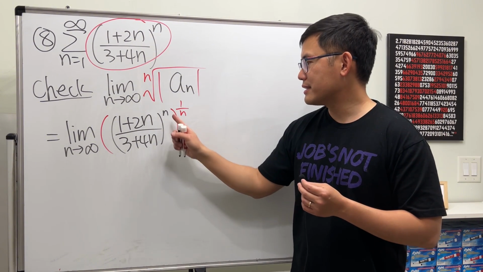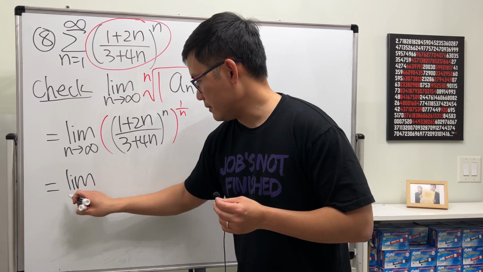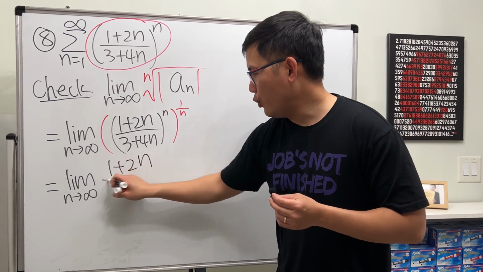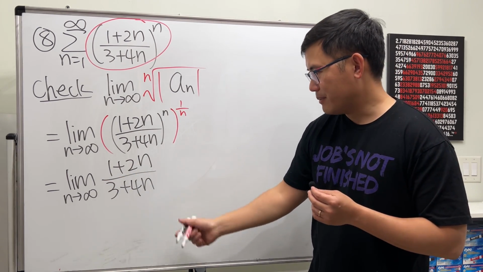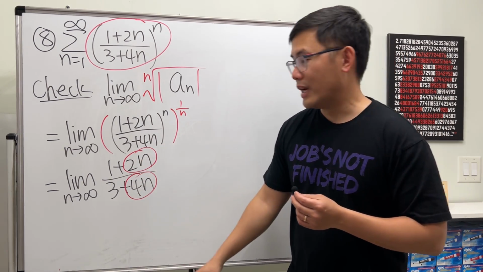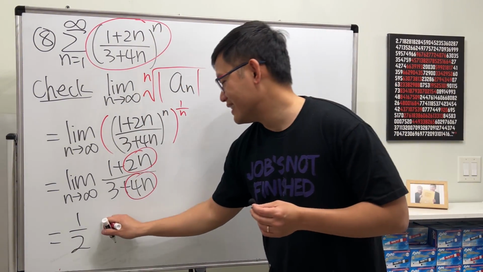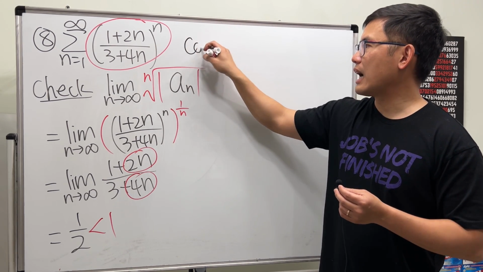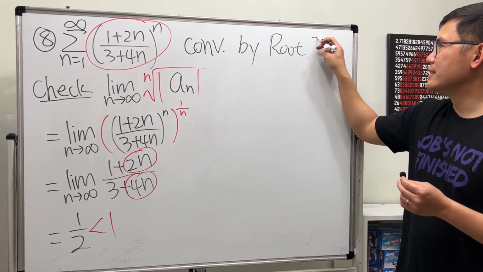The beauty for this is this and that cancel right away. So we are going to get the limit as n goes to infinity of 1 plus 2n over 3 plus 4n. Then for this limit, we just need to worry about 2n and 4n. Reduce, you get 1/2, which is less than 1. And we can come here and say this right here converges by the root test.